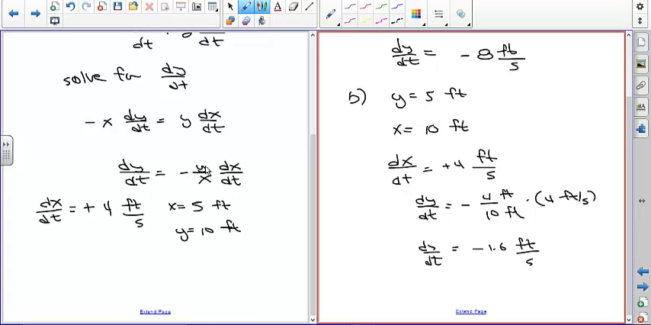Okay, let's go to the next one. A hot air balloon is rising vertically. An observer on the ground, 5,000 feet from the point where the balloon took off, is watching it rise. When the balloon reaches a height of 10,000 feet, its velocity is 10 feet per second. How fast is the angle between the ground and the observer's line of sight, the angle of elevation of the balloon, changing at this point, instant?